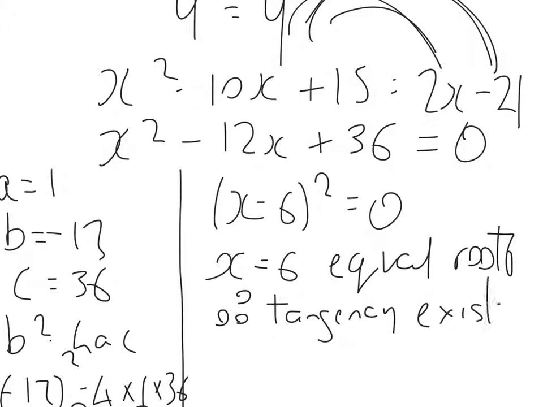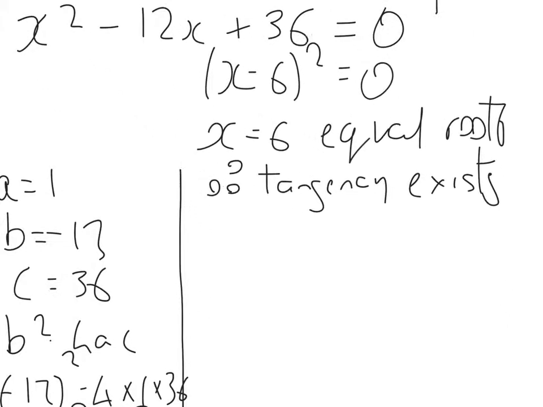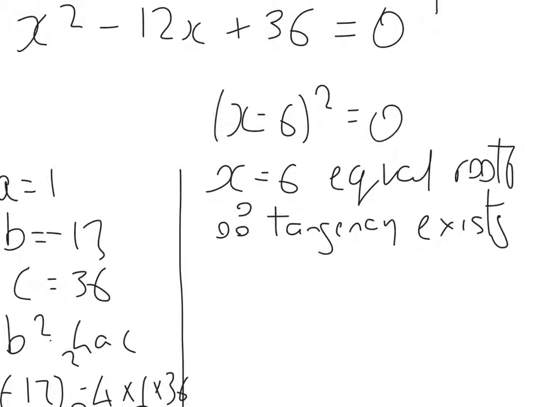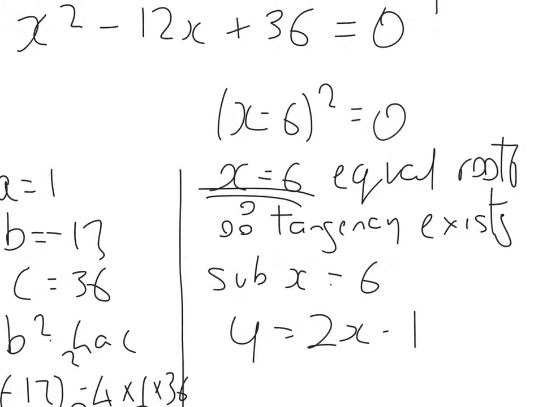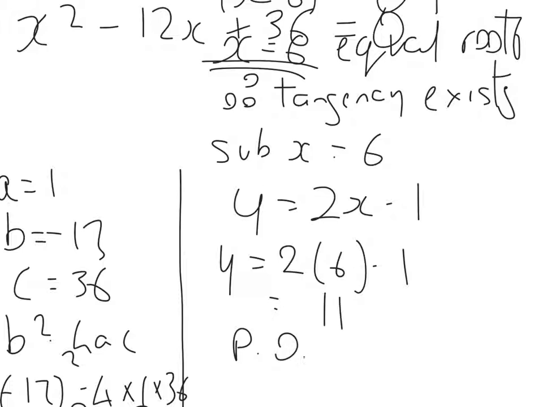Advantage of using this method for this particular equation is that it also asks for the point of contact, and by doing equal roots I already find a bit of the point of contact, which is that x is equal to 6. I can then sub x equals 6 into y. It doesn't matter which one I choose, so I'll go for 2x minus 21 and that will give me the y coordinate. So that will be y equals 2 lots of 6 minus 1, and that's 11. And the point of contact then is 6, 11.